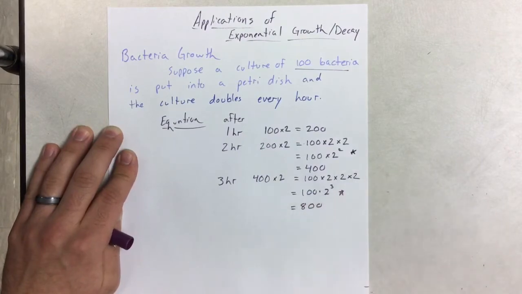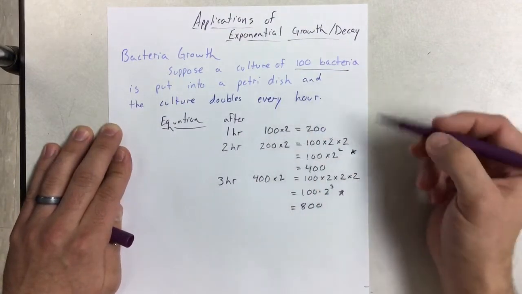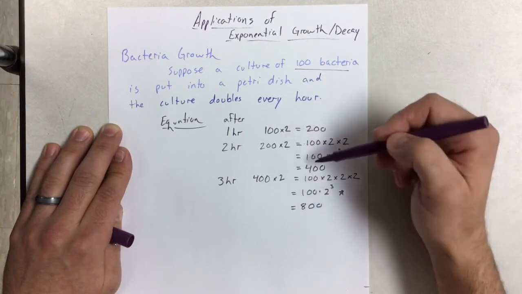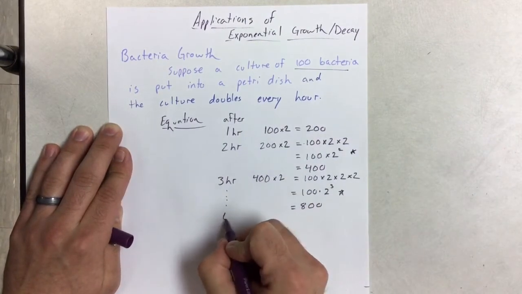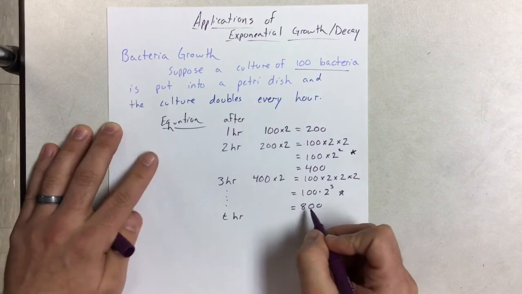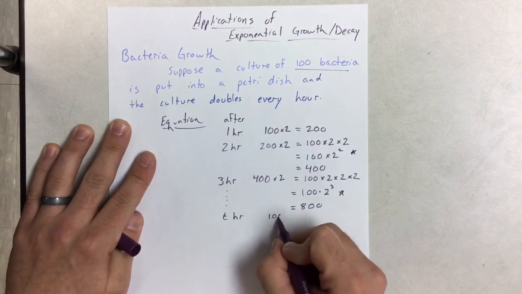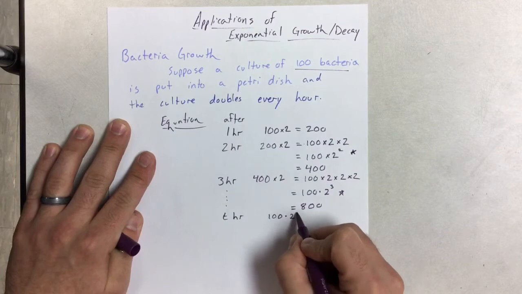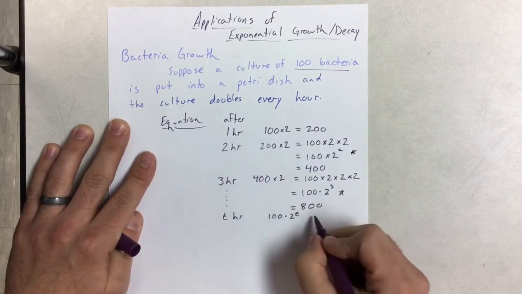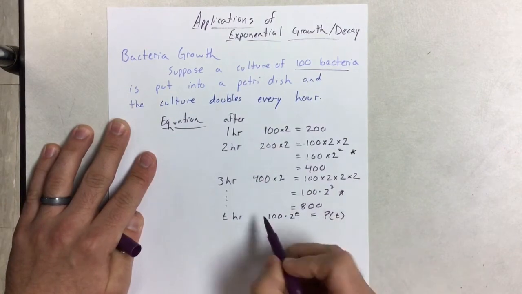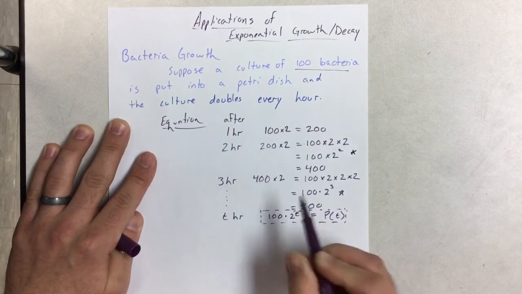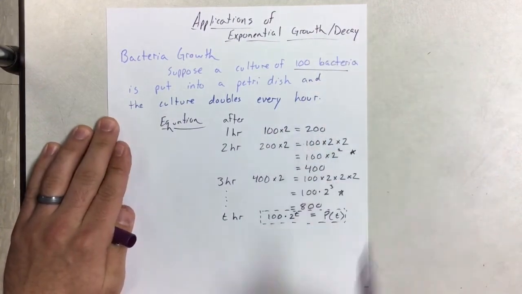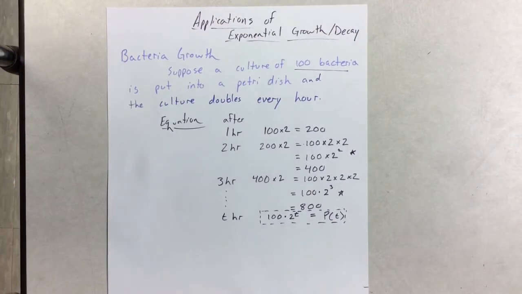And I'm thinking either you already knew or you have noticed a pattern here. We had 100 times 2, 100 times 2 squared, 100 times 2 cubed. So you can imagine, if I just generalize this for t hours, that we would have 100 multiplied by 2 raised to the power of t. And this is going to be our model, our equation for this situation. So we're seeing that we're doubling every hour, starting with an initial population of 100, and here is our equation. So we have our model.